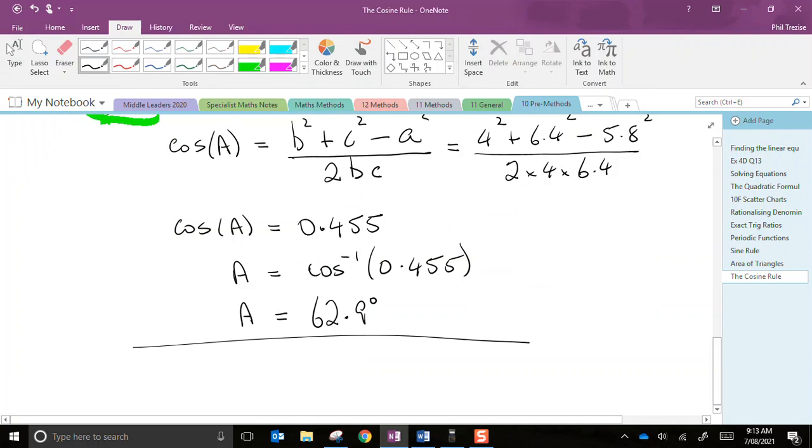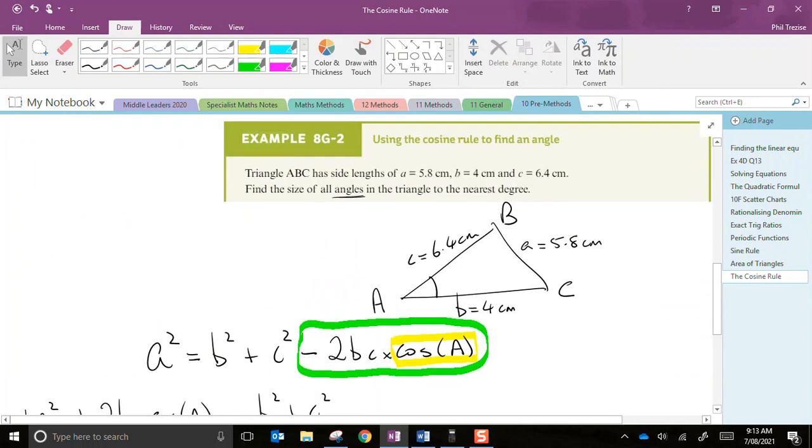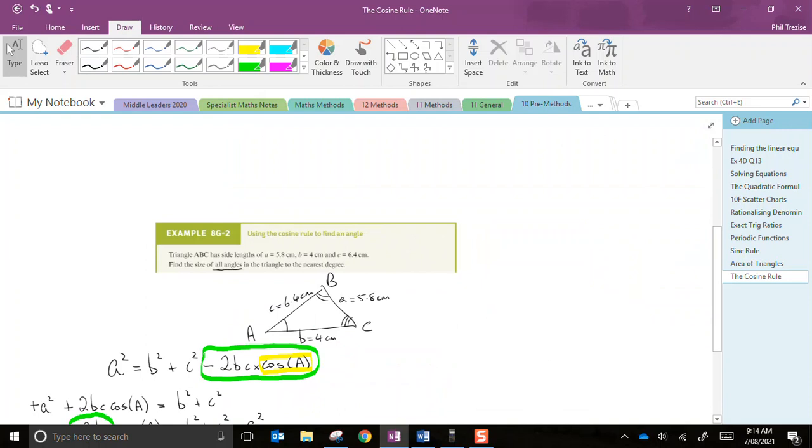62.9 degrees. Now, the question said to find all of the unknown angles. I would have to do this same process again for angle B using the cosine rule, and I'd have to rearrange it differently this time, and I'd have to start off by writing this with a cosine of B in the formula. Then for the third angle C, you could use the cosine rule for a third time, or you could simply use the fact that all three angles must add to 180 degrees, and that's usually the quickest way to finish that one off. I'll let you finish this one off for yourselves.